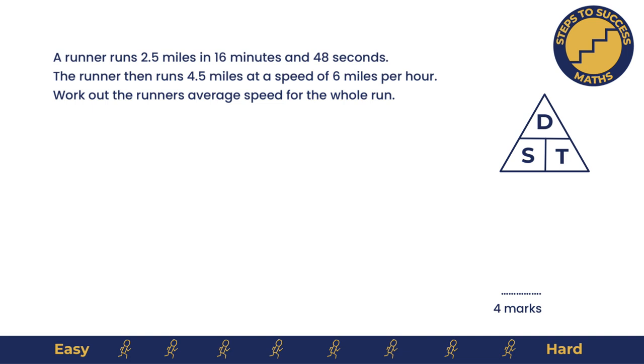A runner runs 2.5 miles in 16 minutes and 48 seconds. The runner then walks 4.5 miles at a speed of 6 miles per hour. Work out the runner's average speed for the whole run. So to do the whole thing, we need the total distance divided by the total time. So what's the total distance? 2.5 miles plus 4.5 miles. So that's 7 miles.